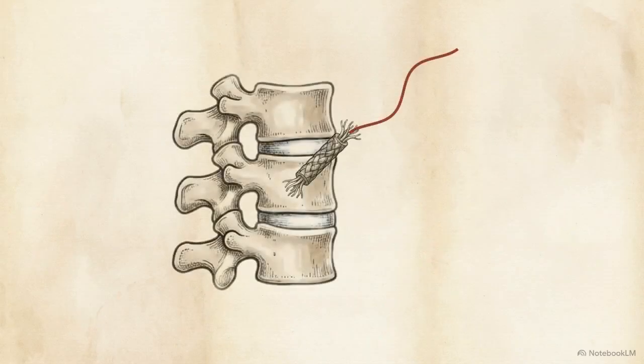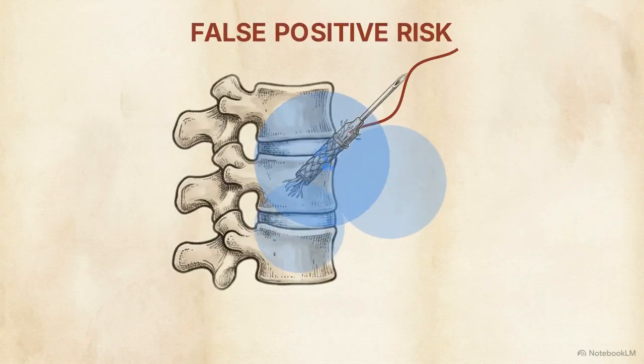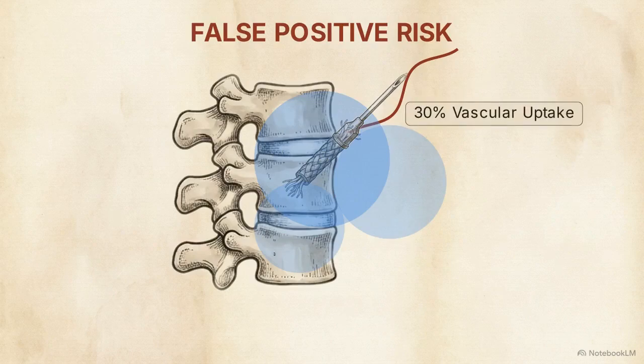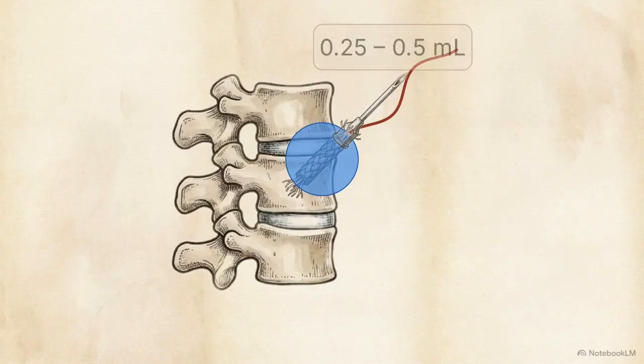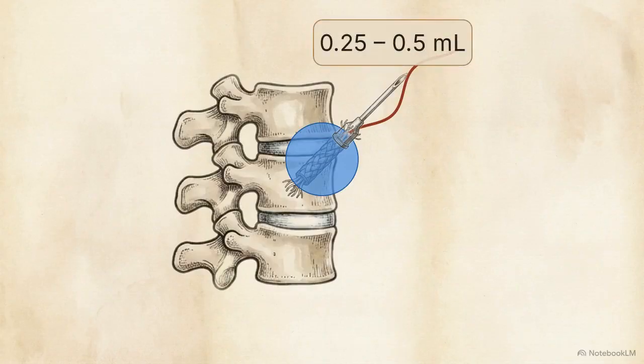This error is driven by fluid dynamics. Injecting too much anesthetic causes it to bleed into adjacent muscles or get absorbed by nearby blood vessels, occurring in up to 30% of cases. To mitigate this, guidelines strictly mandate using between 0.25 and 0.5 milliliters.